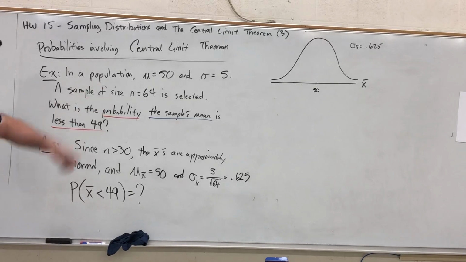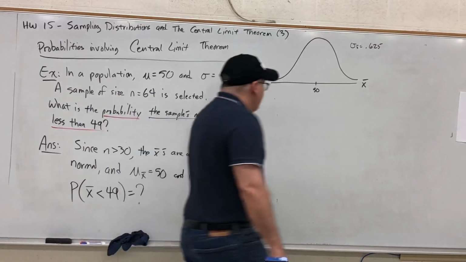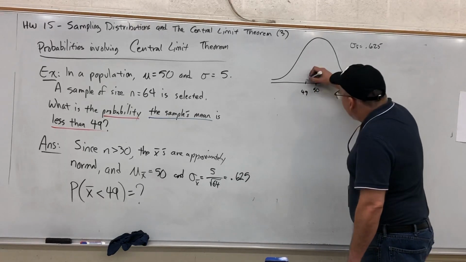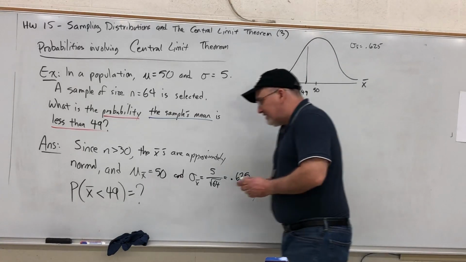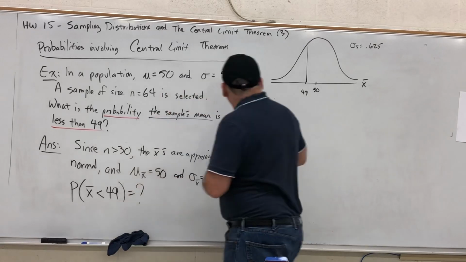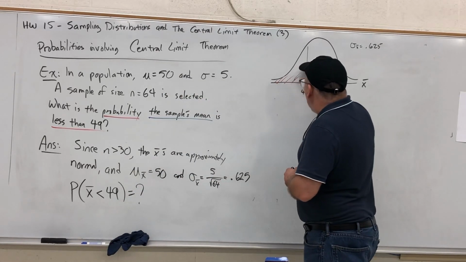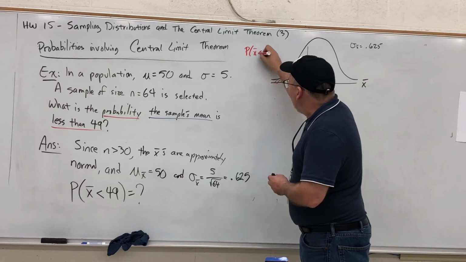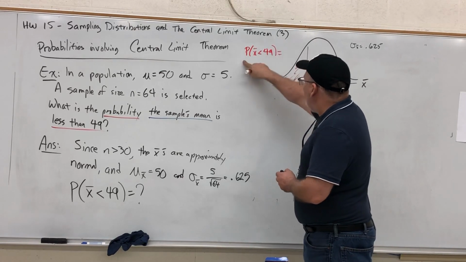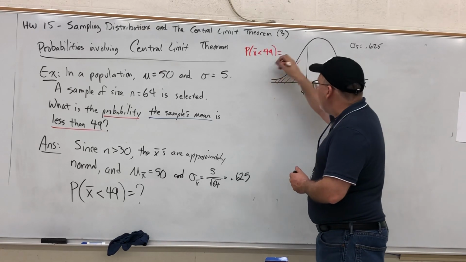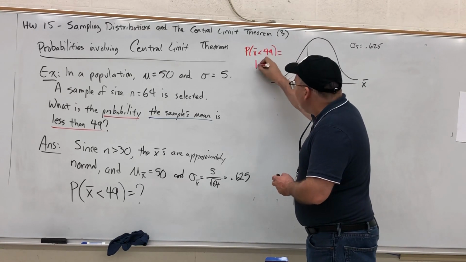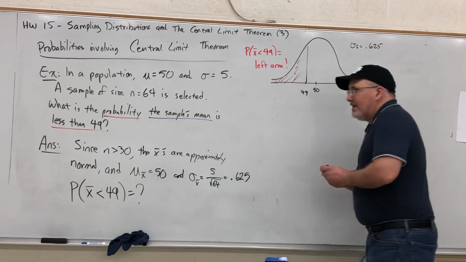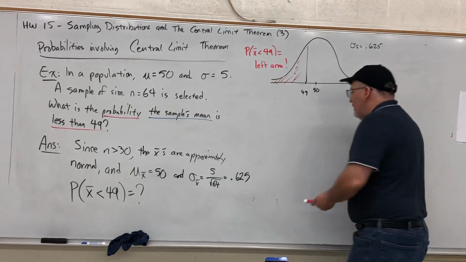Well, there's a picture associated with this. 50 is in the middle, 49 is a little bit to the left. To calculate the probability that something is less than a number means that you want to calculate the area to the left. So the probability that the sample mean is less than 49 is equal to this left area. So all we got to do is find the value of that left area and we're okay.